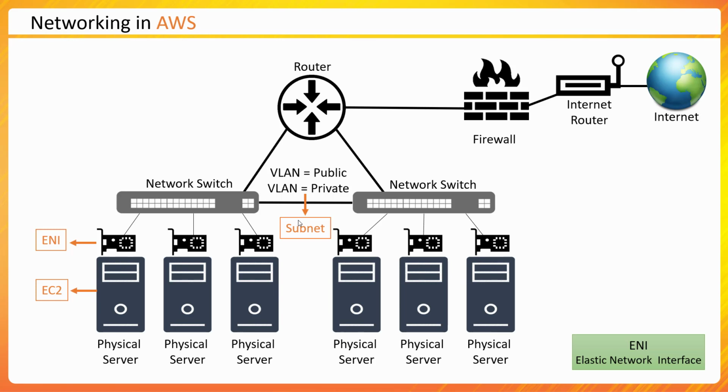Another subnet, which I would be hosting all my database servers in. One subnet may be exposed to the public network and I would call it a public subnet. Another subnet may still remain private and only allow internal communication. So that is our equivalent of VLAN in the AWS world, that is called a subnet.